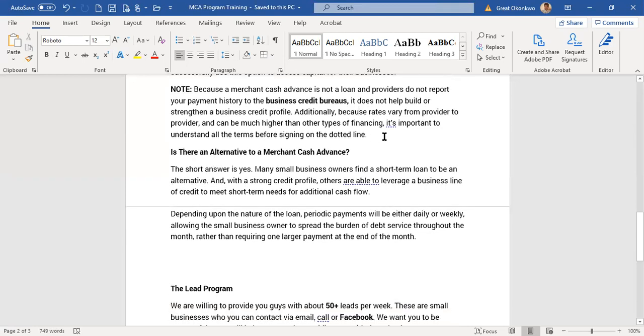Is there an alternative to a merchant cash advance? Well, the short answer is yes. Of course, there's always an alternative. Many small business owners find a short-term loan to be an alternative, and with a strong credit profile, others are able to leverage a business line of credit. So we can also get them a business line of credit.